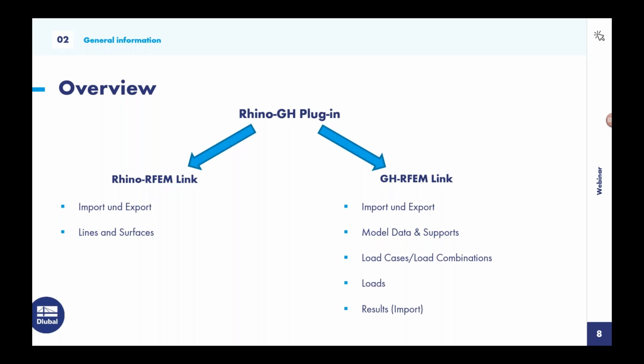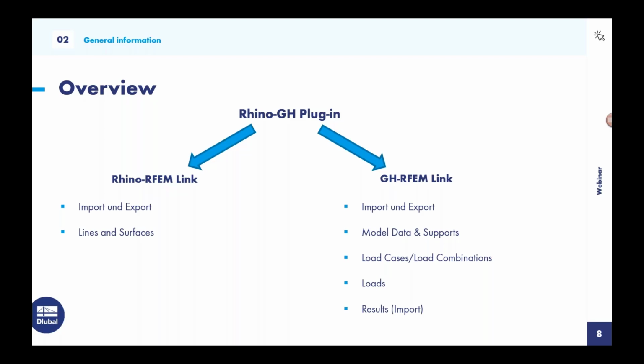The result import works by allowing us to start the calculation from Grasshopper and read the results from RFEM automatically back into Grasshopper, and then we can save them as an XML or a CSV file. The results can also be used further, for example, to perform optimization calculations for various extensions in Grasshopper, like geometry or section optimization.